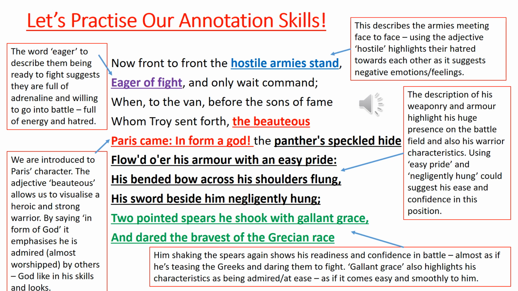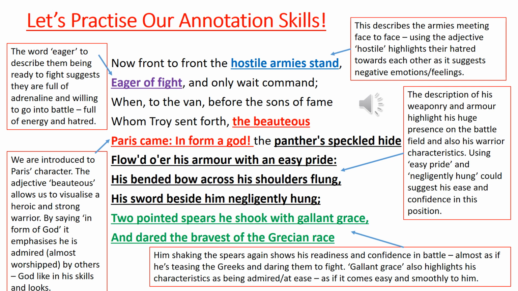So they're waiting on this command, and when to the van before the sons of fame whom Troy sent forth, the beauteous Paris came in form a god. So that red bit now, if you press the button again, you should see that I'm writing about the fact that we are introduced to Paris. Now remember, Paris of Troy is the Trojan soldier who took, through Aphrodite's promise, remember, Helen off Menelaus, which started a lot of this battle nearly 10 years ago, because this Iliad story, remember, is the 9th year of the 10-year Trojan War. So this is right at the end, and Paris is there now leading his Trojan army.